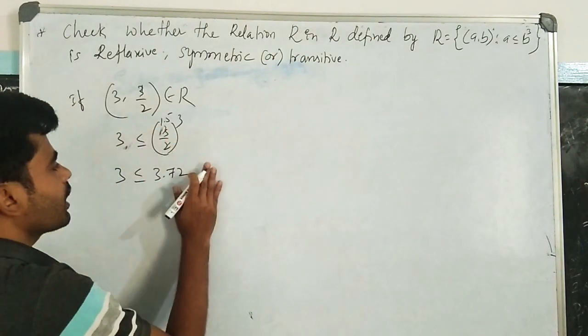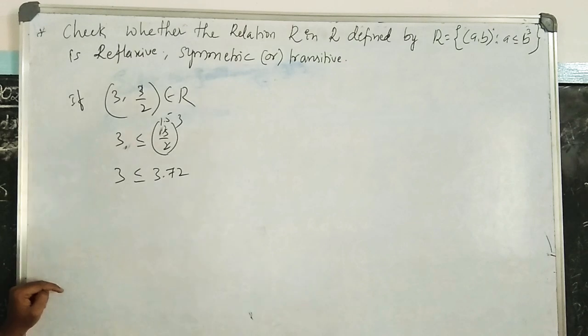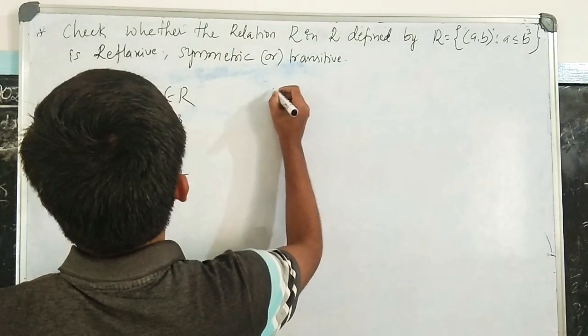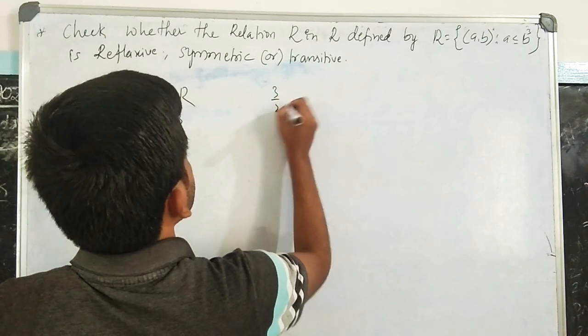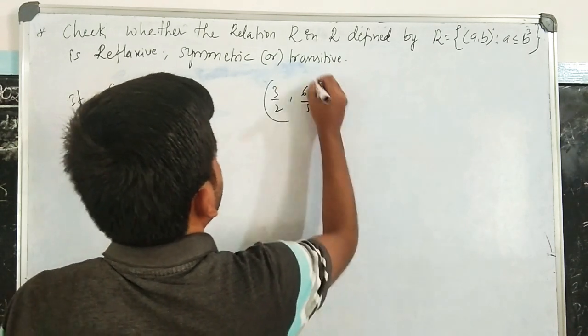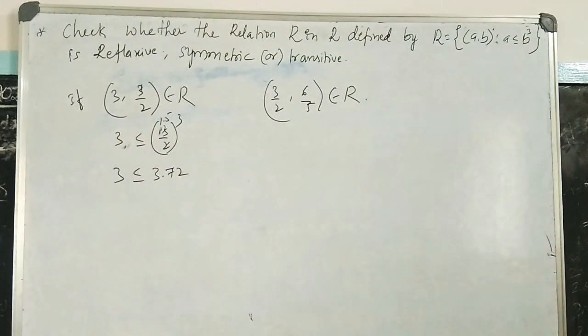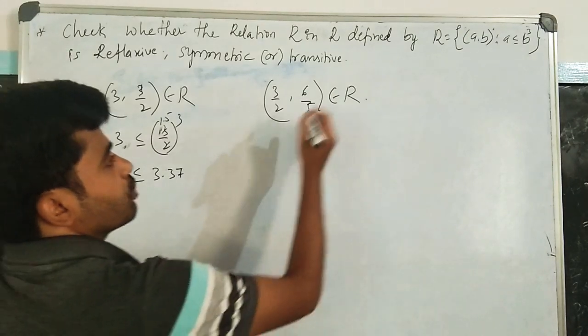Hence, what is the condition I took? That is right. Okay. Next, one more ordered pair I will take. What is that one? (3/2, 6/5). I took this as being in the relation. Is it in the relation? Let me check it.